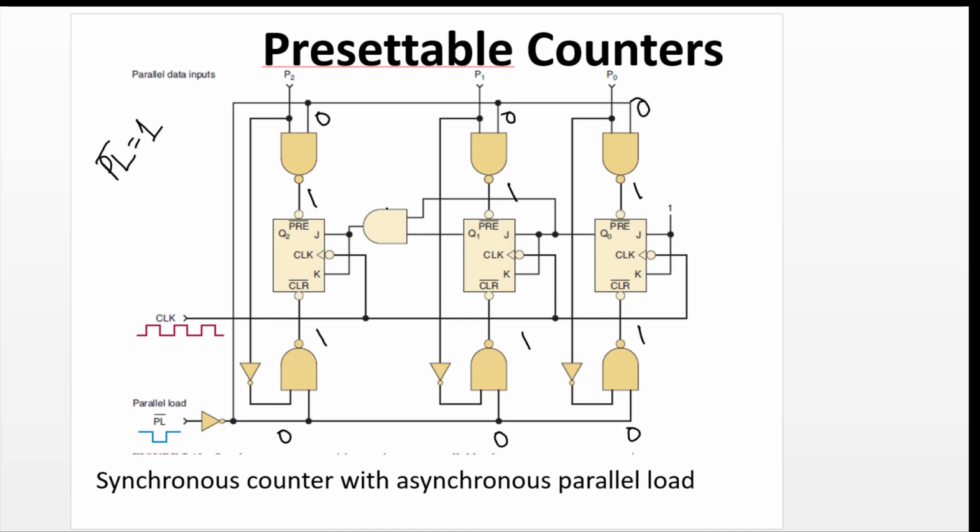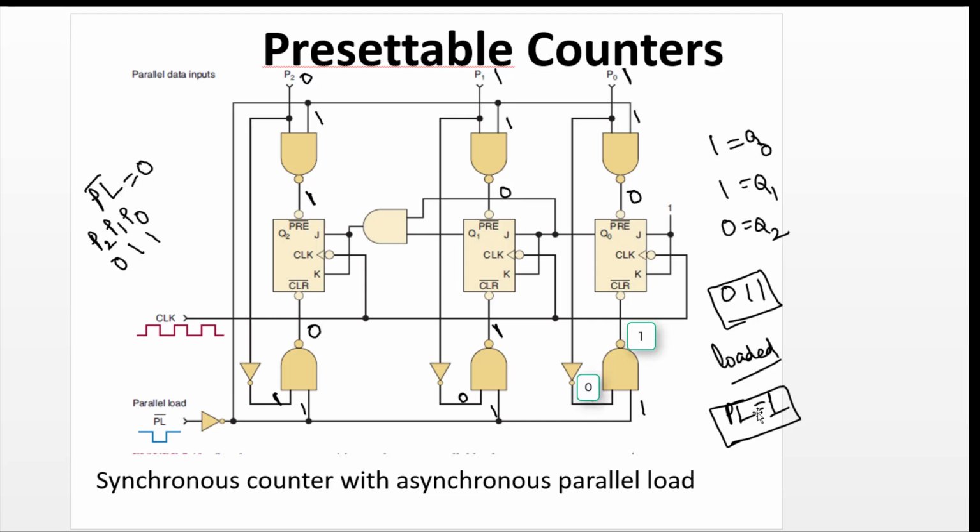So if clear equals 1 and preset equals 1 for all the flip-flops, it means it's going to act as a normal JK flip-flop operation. It's not going to clear, it's not going to preset your flip-flop. If you go to the previous slide, that means when PL equals 1, it's going to count starting from 3 because it's already loaded with 0, 1, 1. So the next state will be 1, 0, 0 and so on.